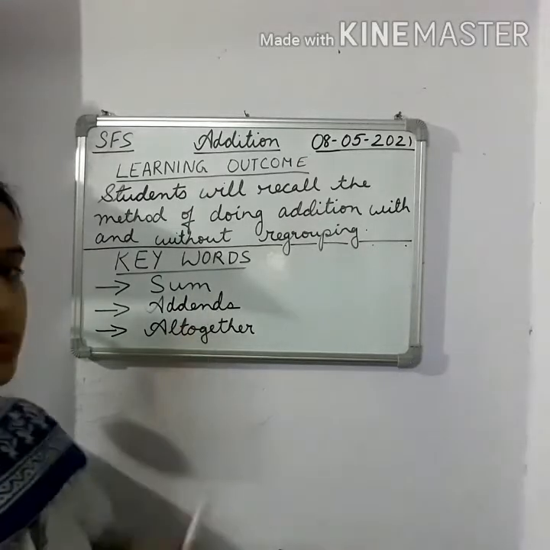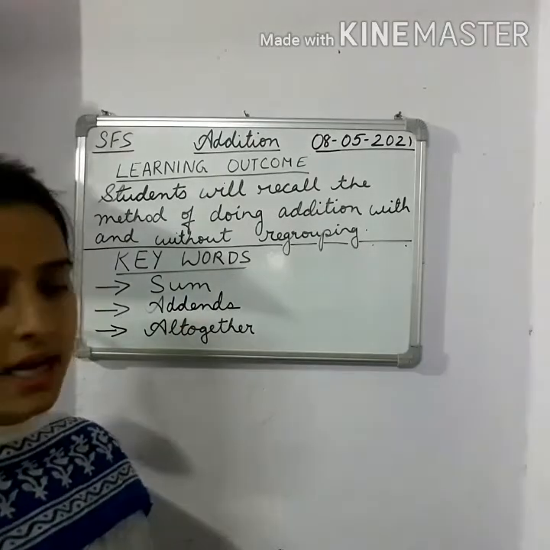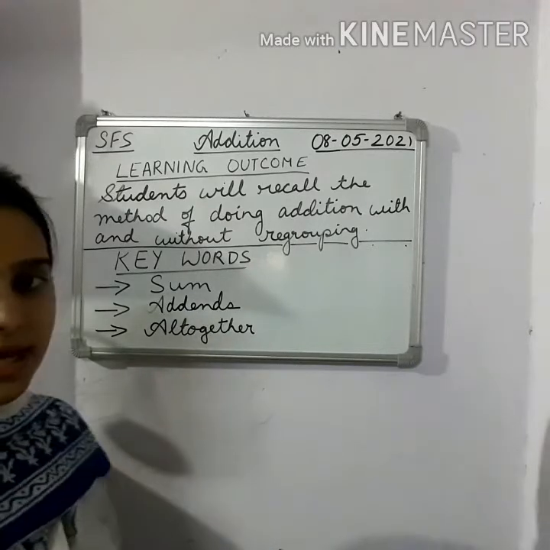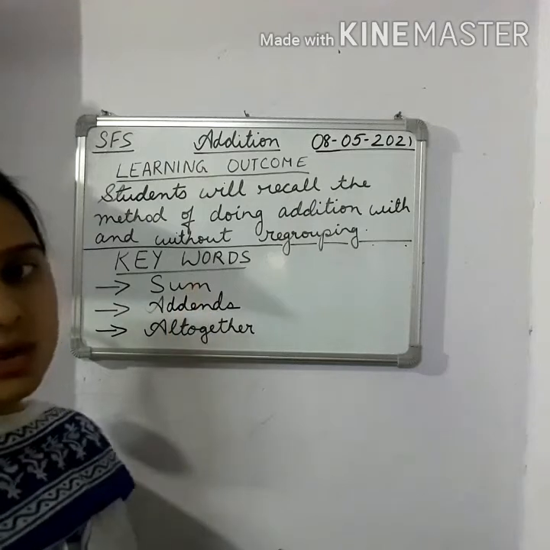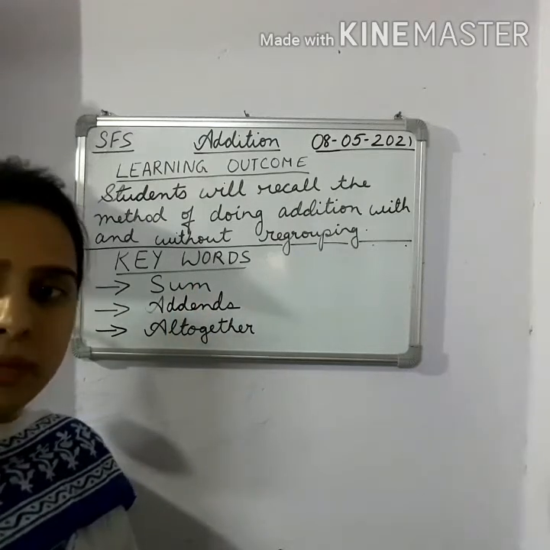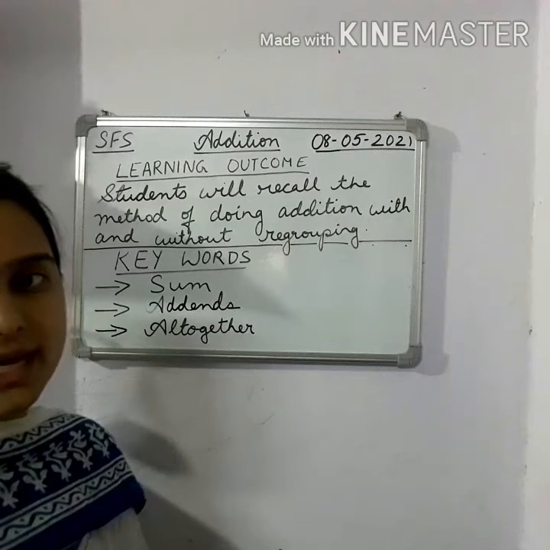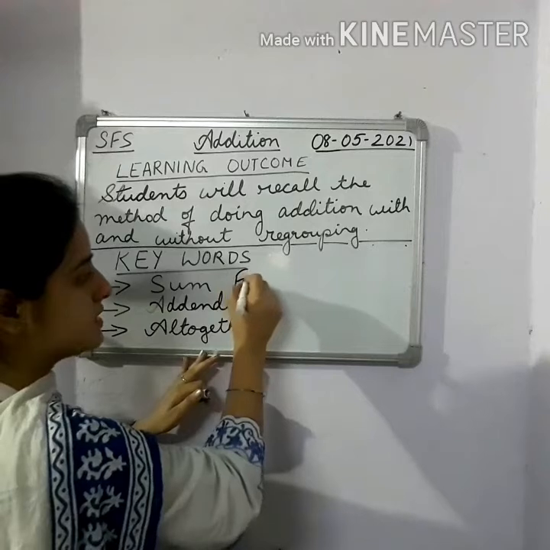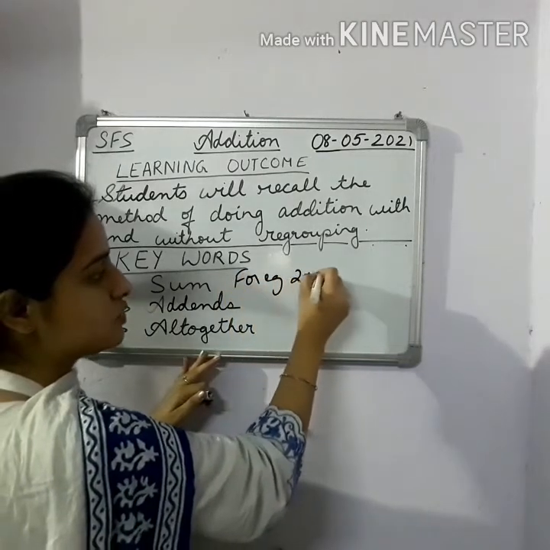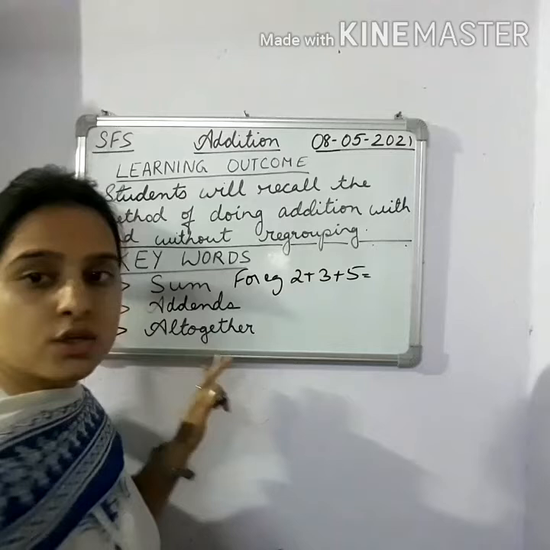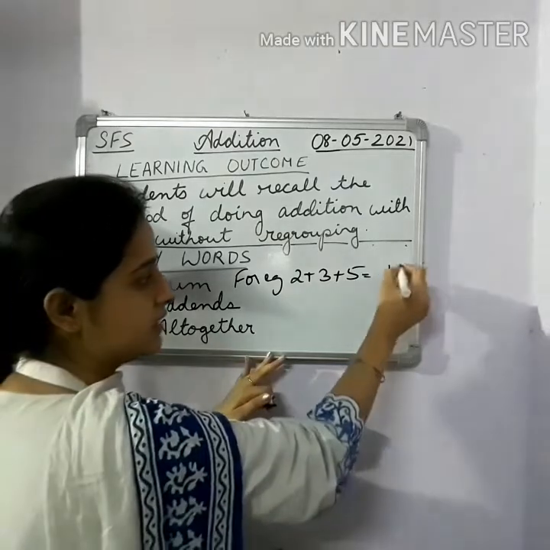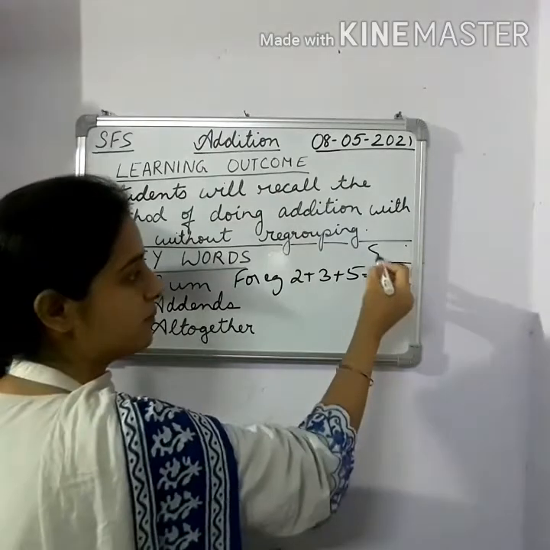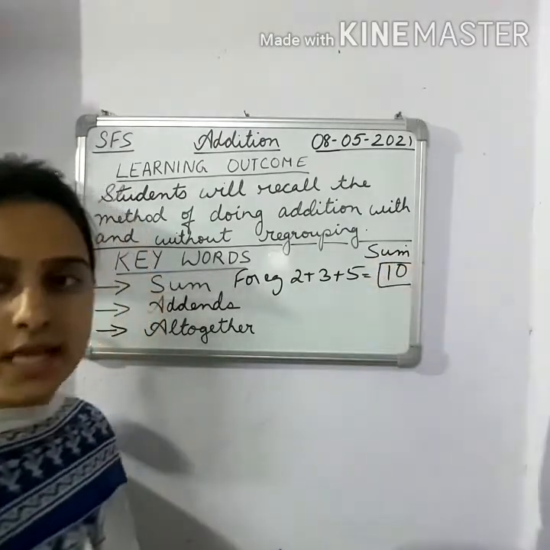The key words which you will come across in today's class are sum, addends and altogether. The word sum, you are quite familiar with it, right? What does it mean? The answer which we get after adding two or more numbers. For example, let's take 2 plus 3 plus 5. What is the answer? 10. Children, this 10, the answer which we get, we call it the sum.